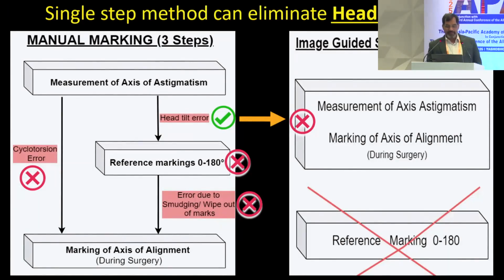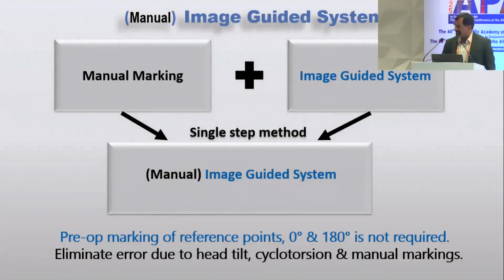This manual marking method is a 3-step method. In the first step, we measure the amount of astigmatism. Then preoperatively, we mark the reference marking. Lastly, intraoperatively, we mark the steep axis. If we are not doing reference marking, there will be cyclotorsion error. Thank you, sir.